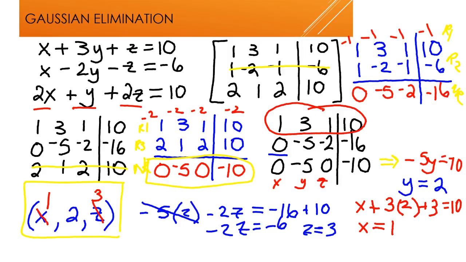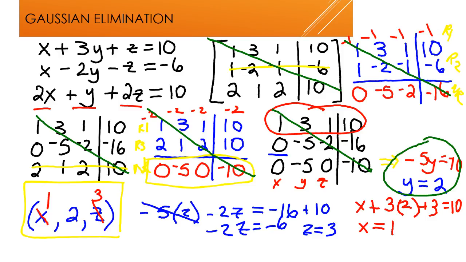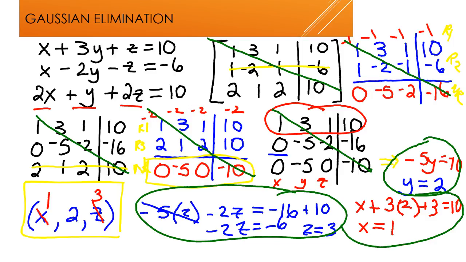Okay? And that's how you do Gaussian elimination. Okay, this one's a little bit more difficult. It's a lot of steps. Notice that we did, this was one step here, this is one step, this was one step, this was a step, and this was a step, and then we did substitution all the way through. That was substitution, and so on.